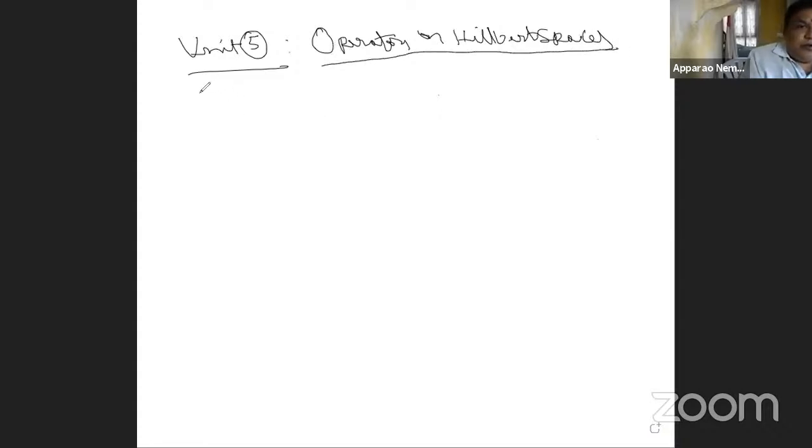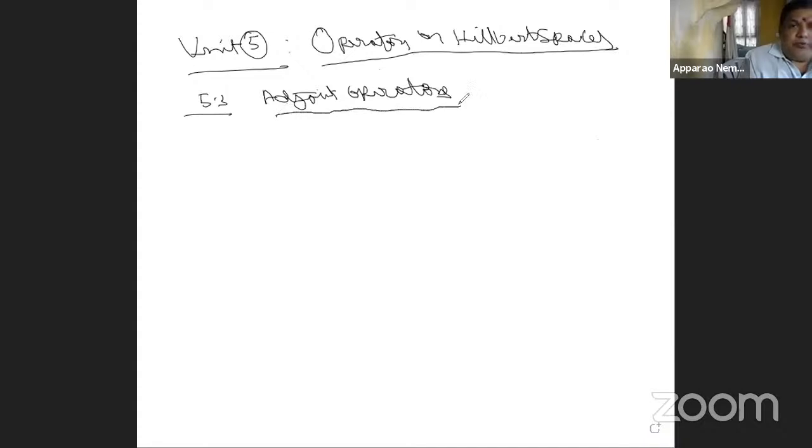So 5.3, adjoint operators. Let T be an operator on H.